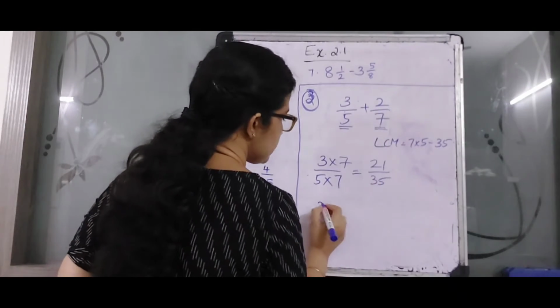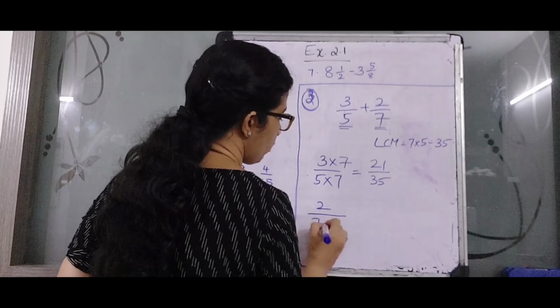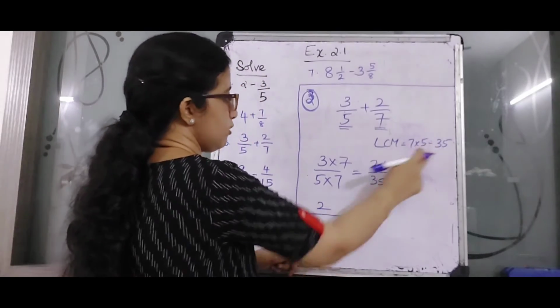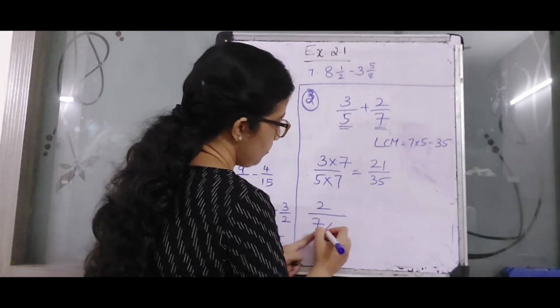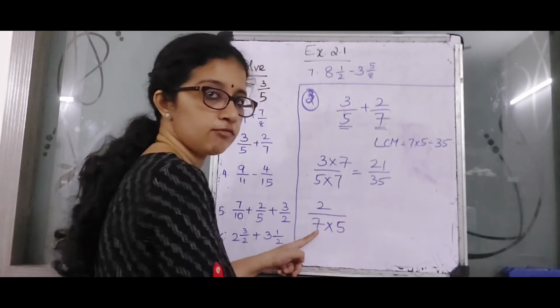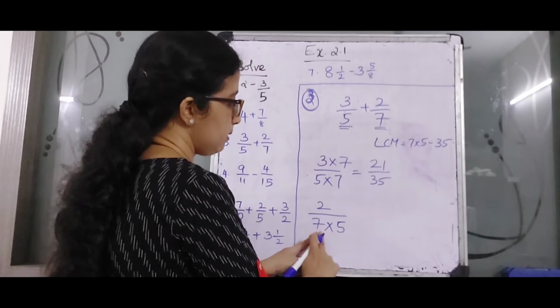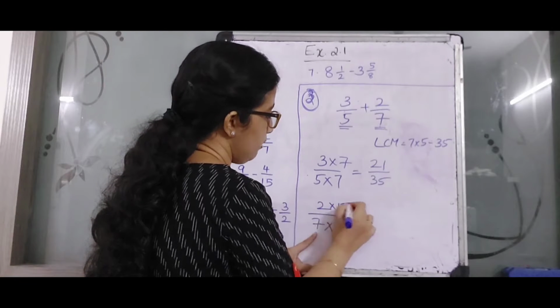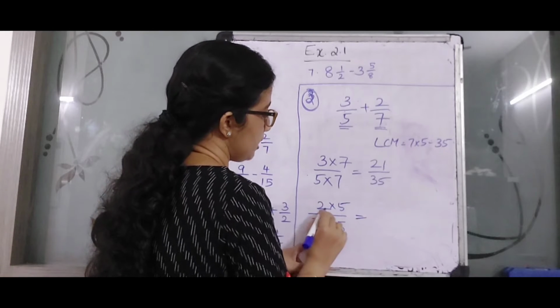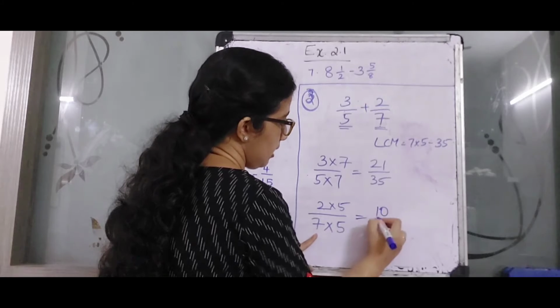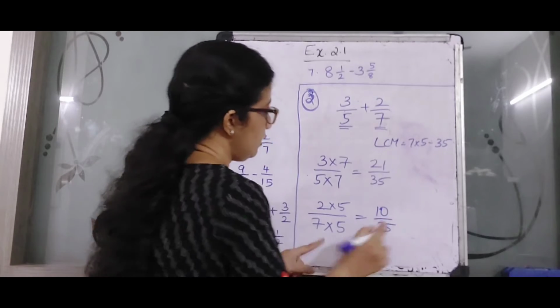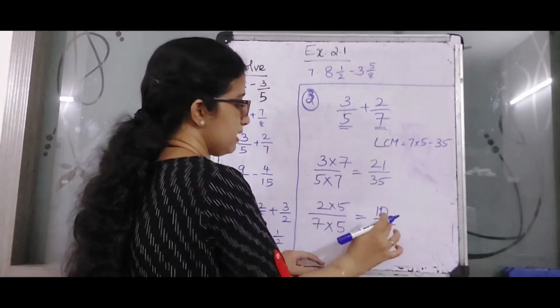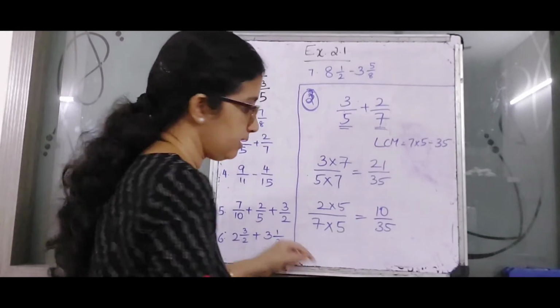Now what about 2 by 7? How can we make this 7 into 35? 7 into 5 is 35. So if we are multiplying the denominator by 5, the numerator also has to be multiplied by 5. So what will it become? 2 into 5 is 10 by 35. So 2 by 7 can be written as 10 by 35.